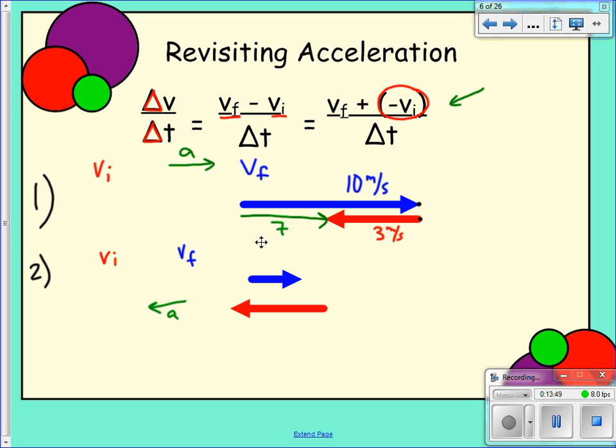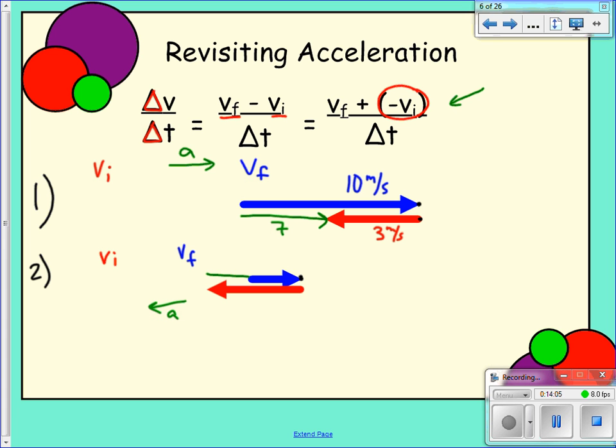Now I'm going to add them tip to tail again. So the tip of the blue arrow, I'm going to line up with the tail of the red vector. So just like this. And then the result is going to be, just like before, the leftover between the blue and the red. Now, which way will it point?